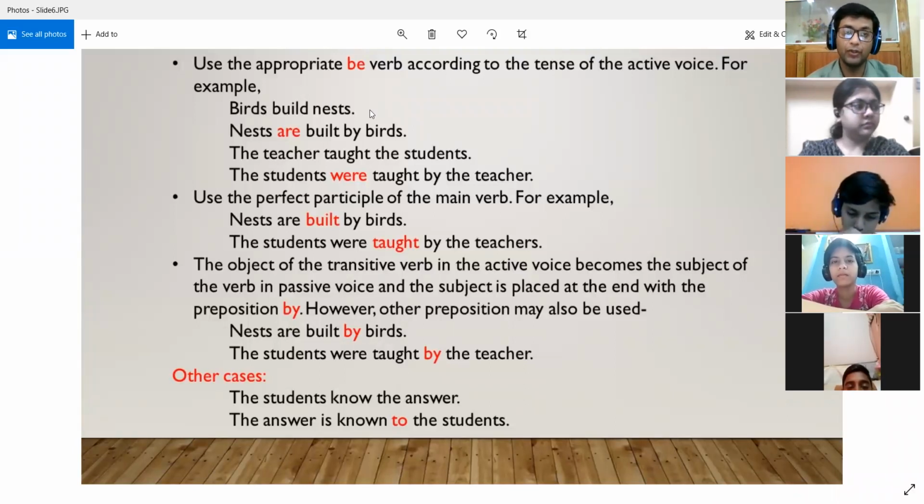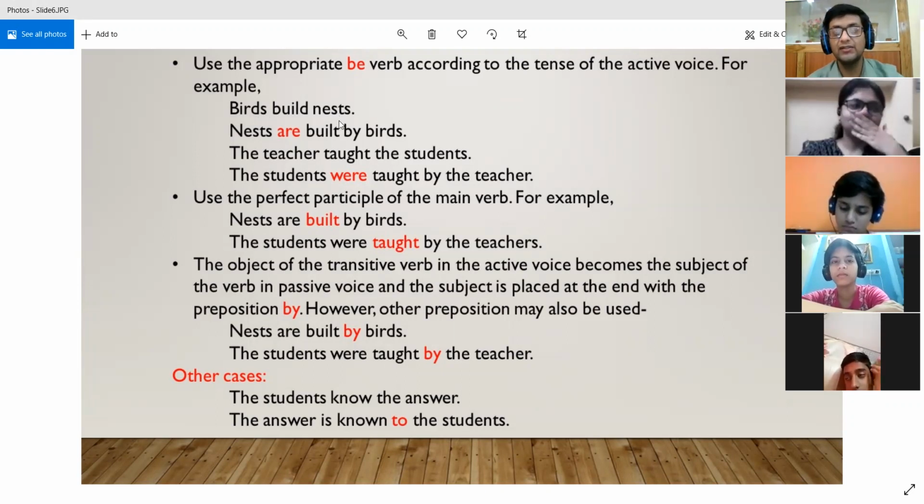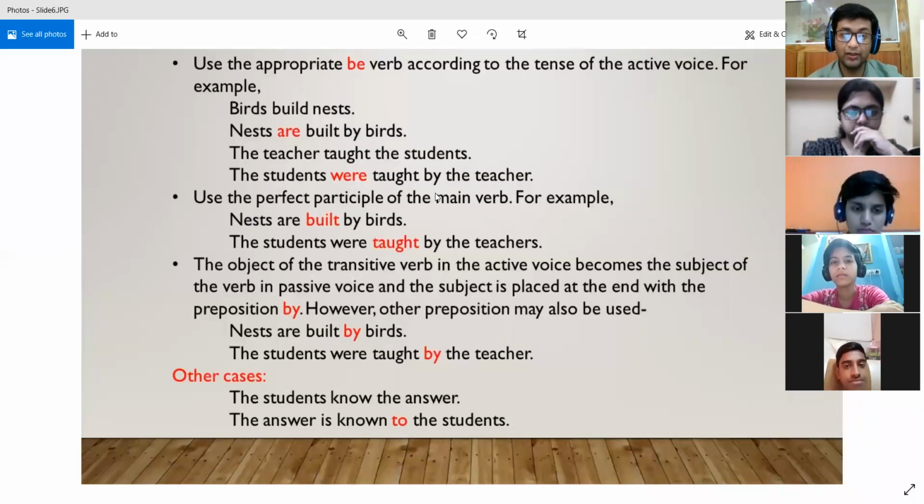For example, birds build nests. In this case, we clearly see that the tense that is being used over here is simple present tense, right? So we are going to use "are" over here in the passive voice. So the correct form of be verb over here is "are". All right. Then what was the third rule?